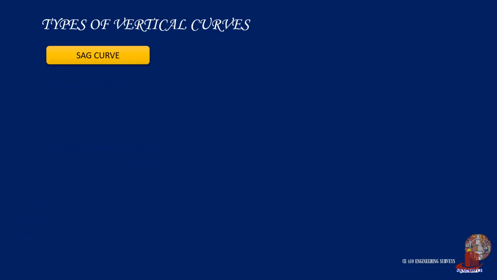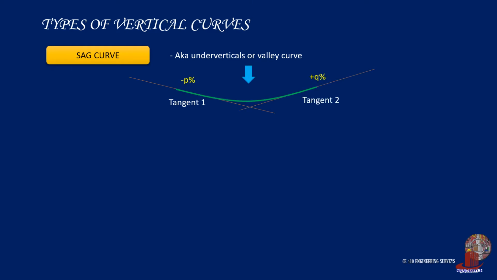The second type of curve is called a sag curve, which is also called under verticals or valley curve. In contrast with the first type, sag curves concave downwards. Three ways to designate a sag curve are as follows. First, using a combination of negative and positive grades, whereby the first grade P is a negative grade followed by a positive grade Q. Thereby, the formed curve sags or concaves downwards.